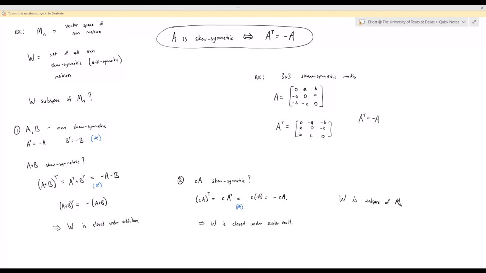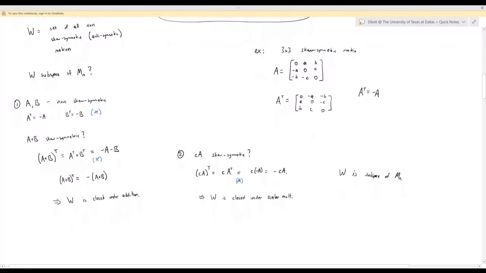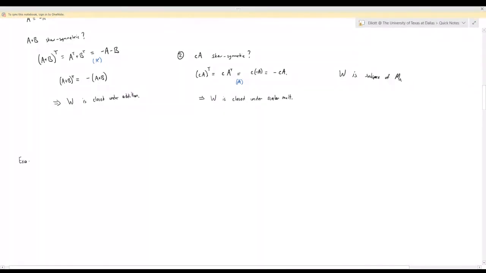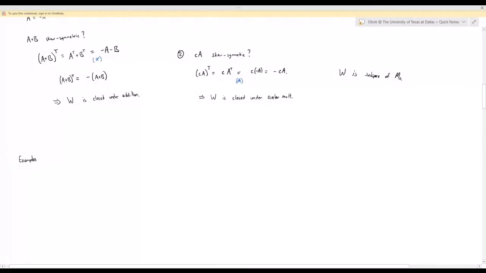So I think there was a homework problem about symmetric matrices. You can prove that symmetric matrices form a subspace along the same lines as what we did in this example. So I'll wrap up this part of my review by listing some examples of subspaces.